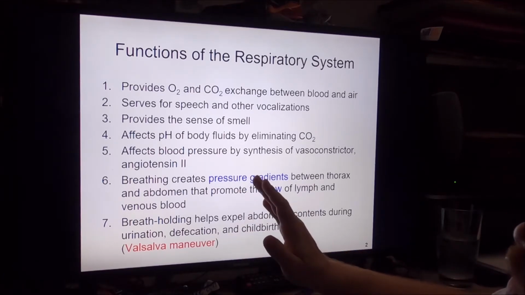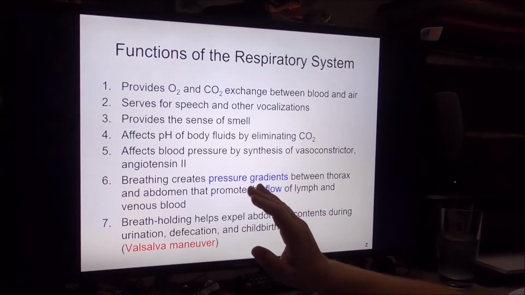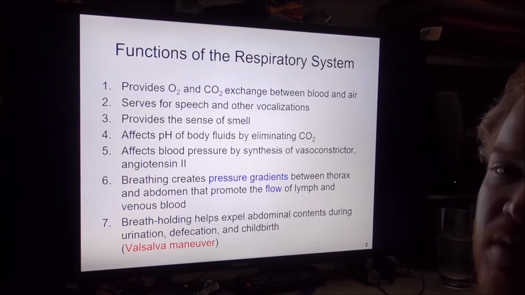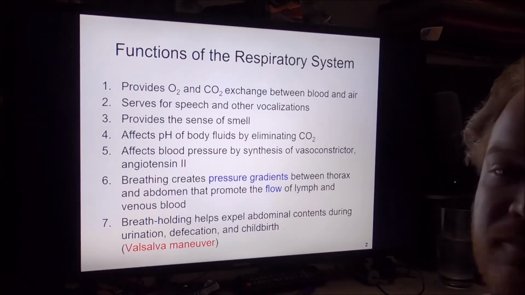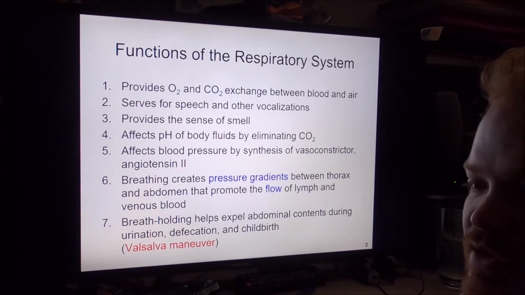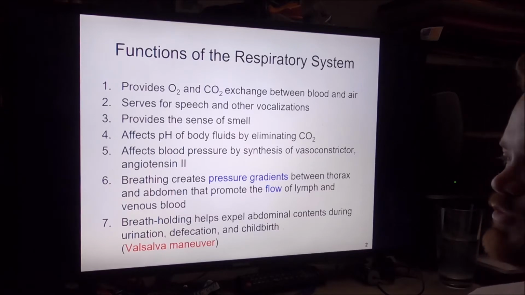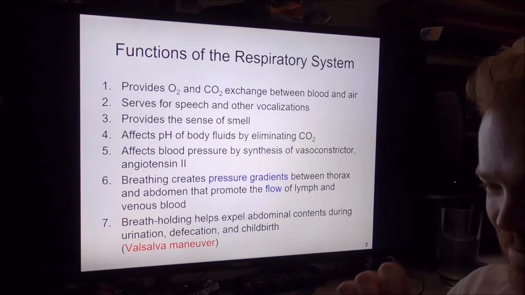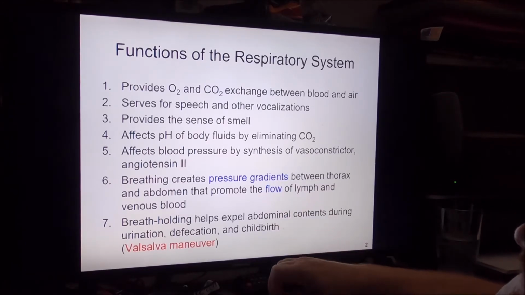Affecting blood pressure. There are hormones that play a role with the respiratory system that can play a role in blood pressure. That's a fact. Number 6, breathing creates a pressure gradient. Remember our respiratory pump when we were talking about moving venous blood back to the heart. The same kind of story is played with your lymphatic system. The movement of lymph back into your major veins is going to use this respiratory pump as well. So when I take deep breaths, I'm not only pulling air in, but I'm also moving blood. Your respiratory pumps are very important, and they're part of your respiratory system.